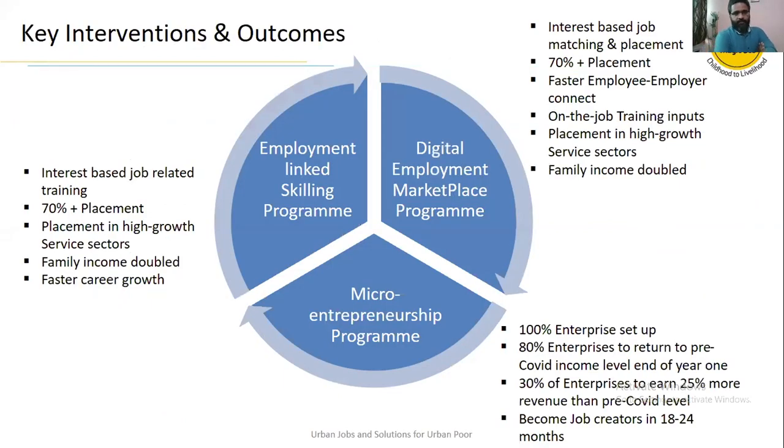Coming to the key interventions and outcomes. Though there are multiple interventions, I would like to highlight three critical interventions from an urban employment standpoint. The first one is our employment-linked skilling program, which is one of the main programs that we run. So what is this program, and what are the clear outcomes?